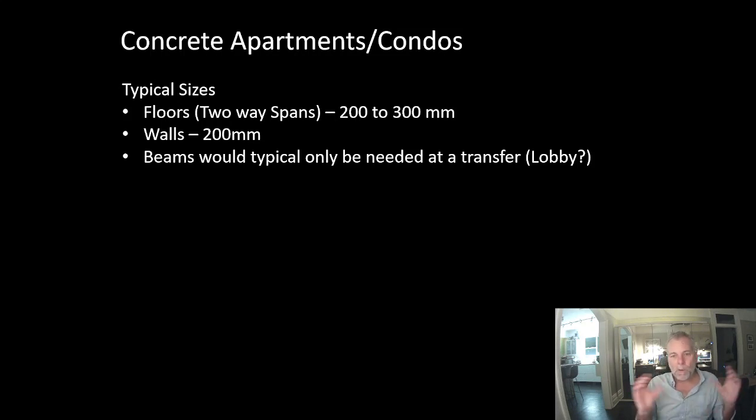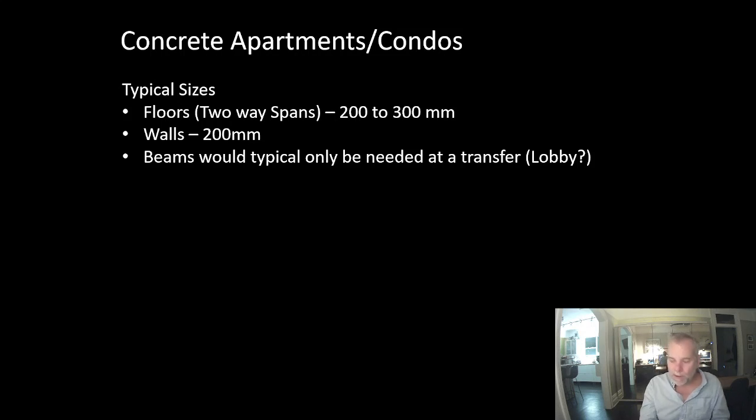We can have a core wall around an elevator in a tower that might be 0.5 meter thick or 600 millimeters thick. They get very thick because they're working extremely hard. Beams in condos, we would typically only use beams where we need transfers.